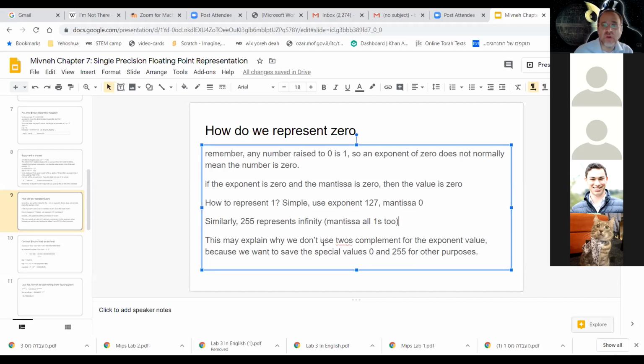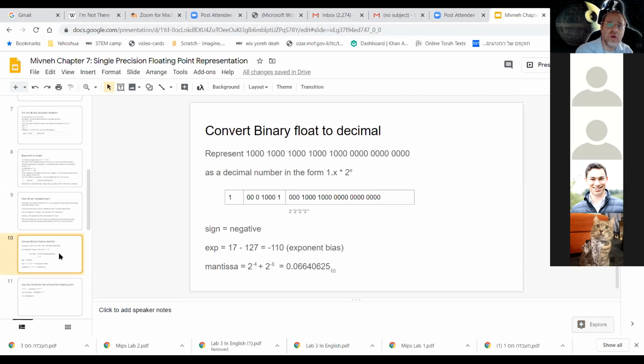And I said this may explain why we don't use 2's complement for the exponent value, because we want to save the special values 0 and 255 for other purposes. So that's the other possible reason why we didn't use 2's complement, and we use this other system. Okay. Now, let's go on to the reverse.